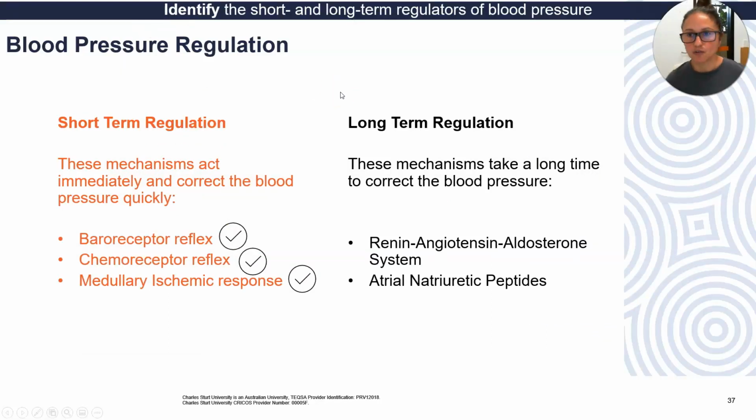We finished learning about the short-term regulation of blood pressure, so the things that happen really, really quickly. Now what we need to do is look at homeostatic mechanisms that take a bit of time to exert their effects. There's only two of those, and that's the RAS system and ANP.